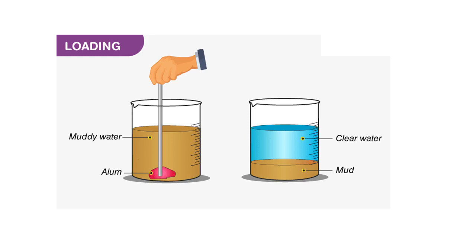Here the alum adhered to the small mud particles and made them heavier, thus causing the mud to settle down at the bottom. This process is used during filtration of water in water filtration tanks. You have already learned this in class 5, but now in more detail.